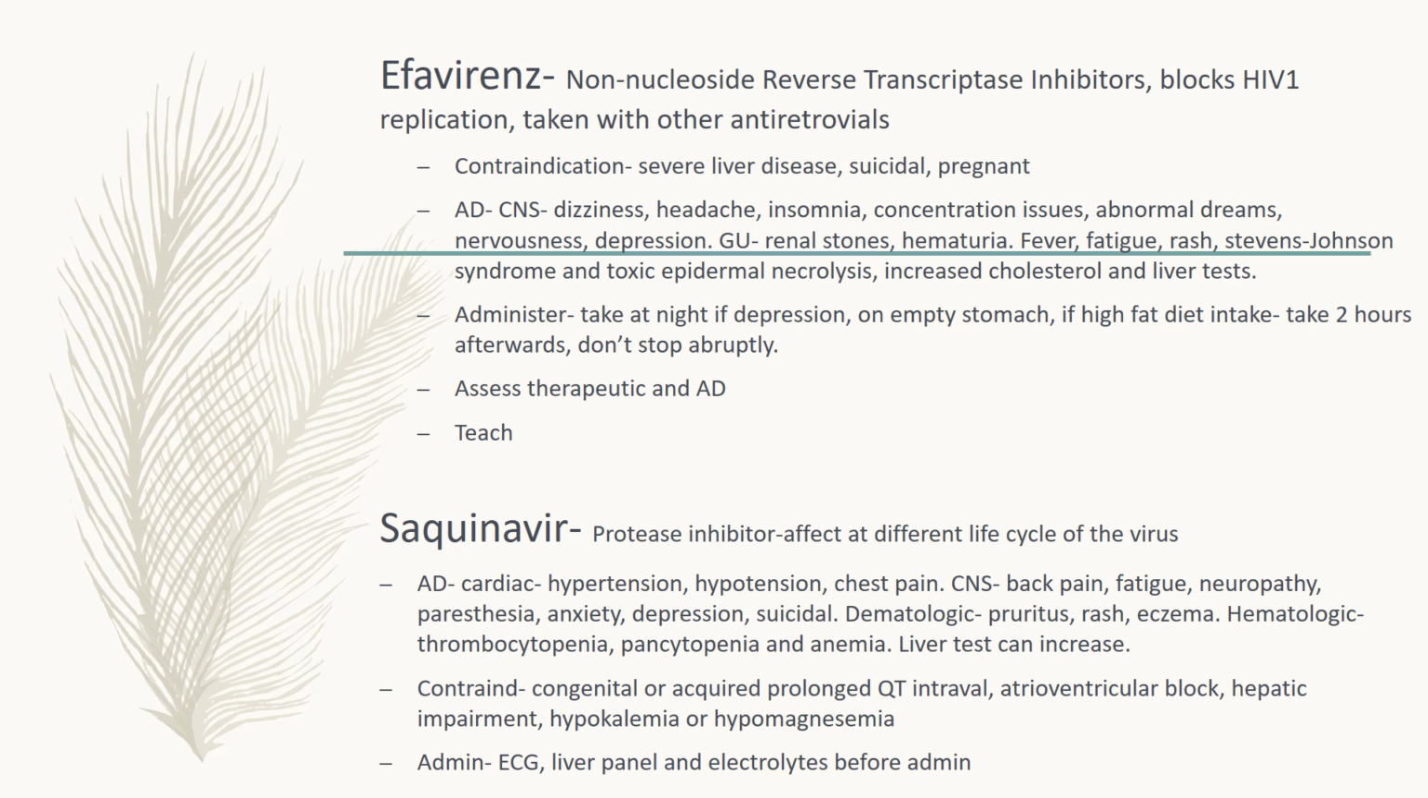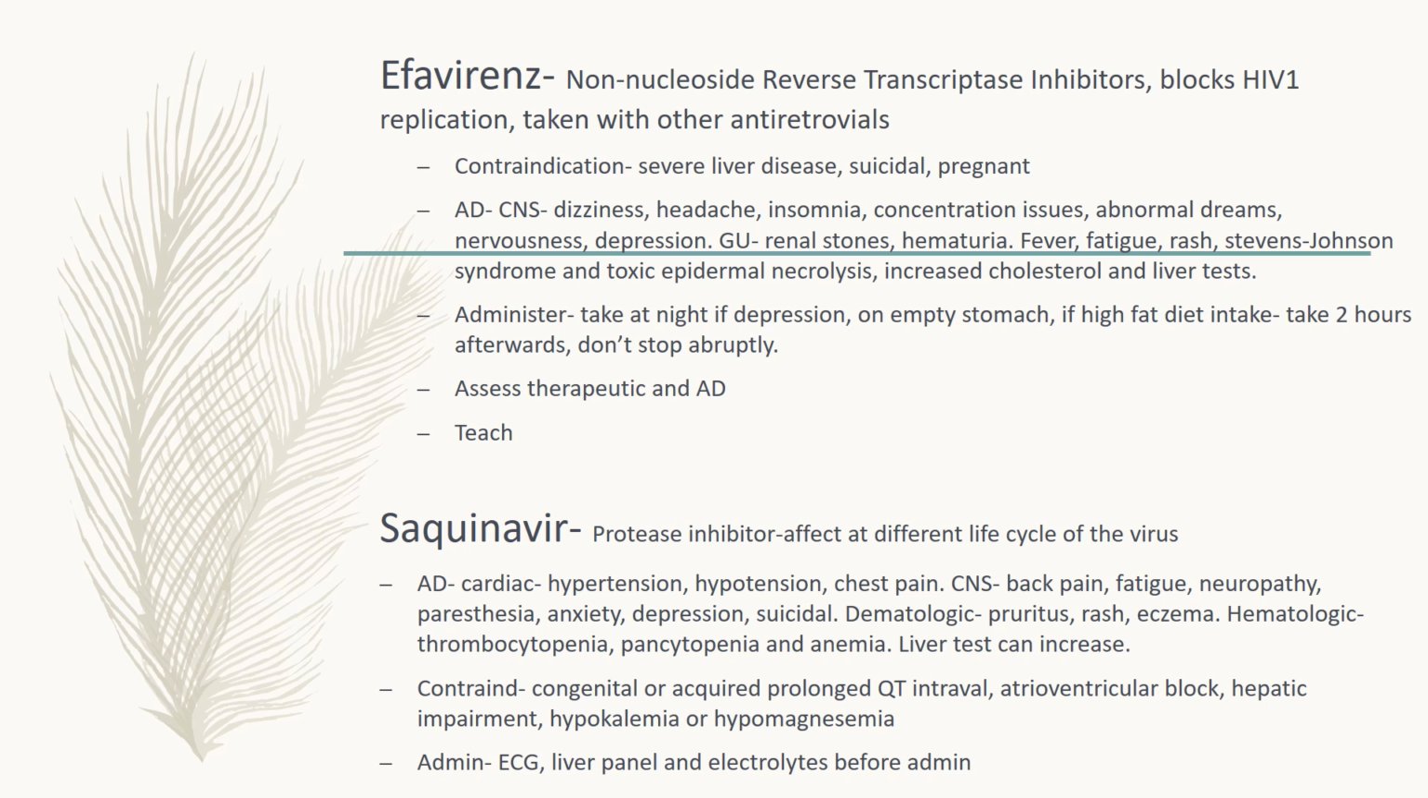Saquinavir is a protease inhibitor. It affects a different part of the life cycle of the HIV virus, and again, side effects galore. We have the cardiac, both blood pressure, hyper or hypotension, chest pain. With the CNS, we can have, again, the suicide issues, back pain, fatigue, neuropathy, dermatological. We can have pruritus, rash, or eczema, and of course, hematological. Look at all that being involved. All the cells are going to be involved.